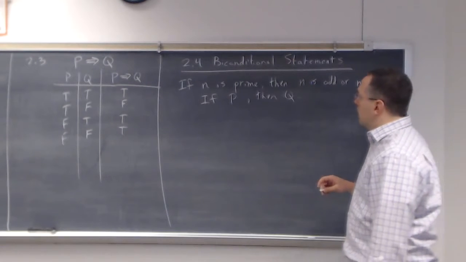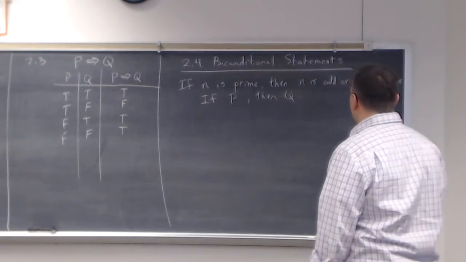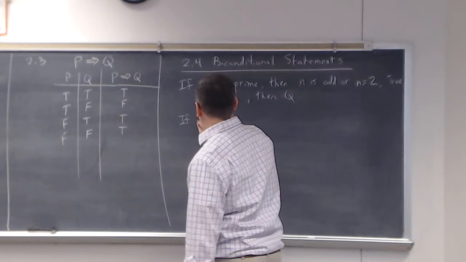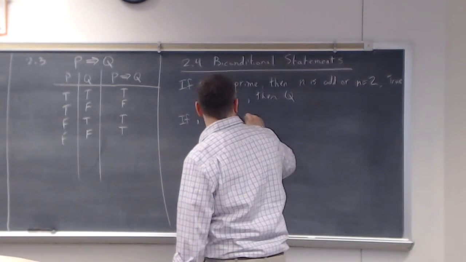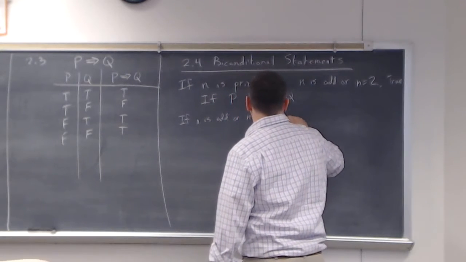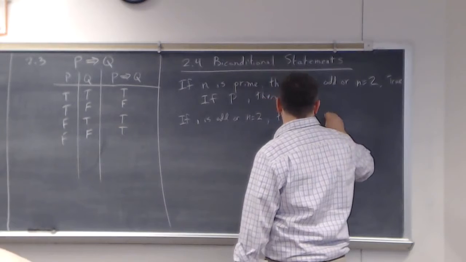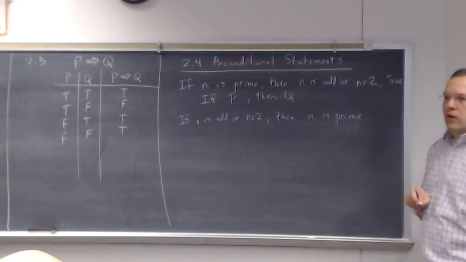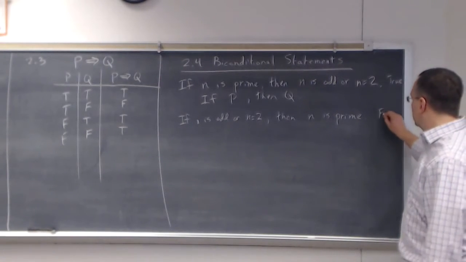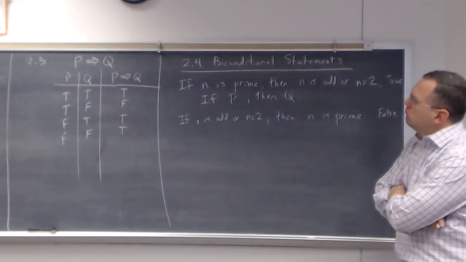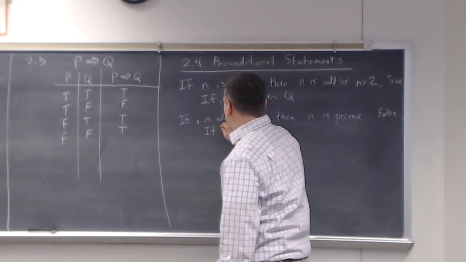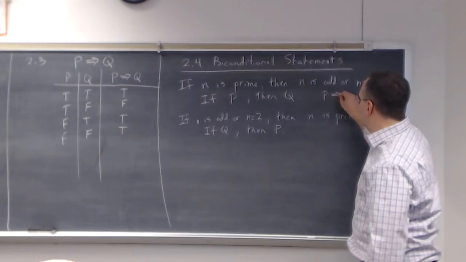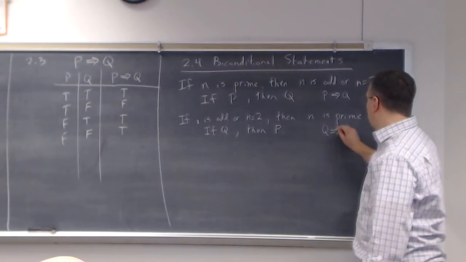So now, what if I switch, excuse me, the order here, and I say, look at this statement. If n is odd, or n is 2, then n is prime. Okay, another statement. True or false? It's false. So this would be if Q, then P. Okay. So we have P implies Q here. We had Q implies P here. One's true and one's false.